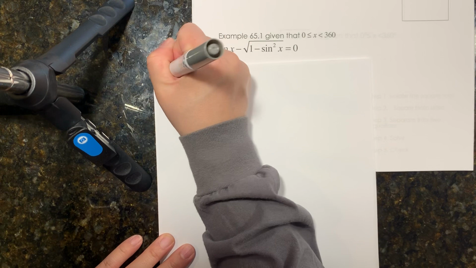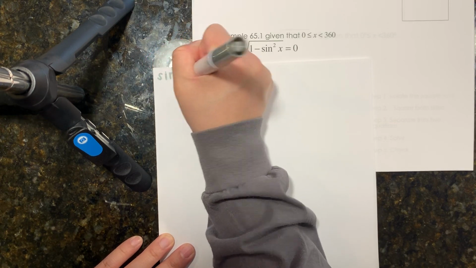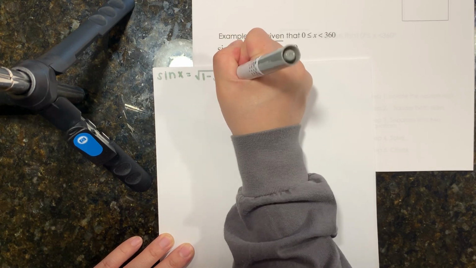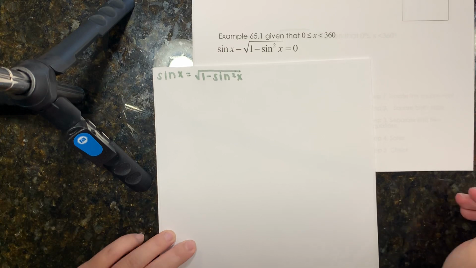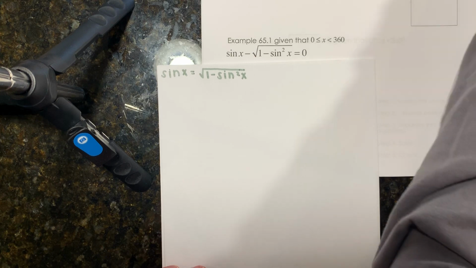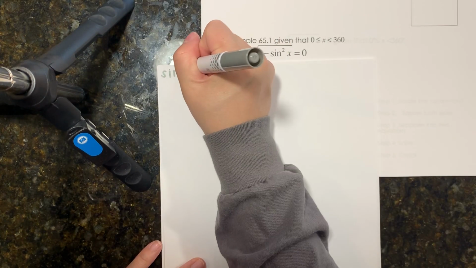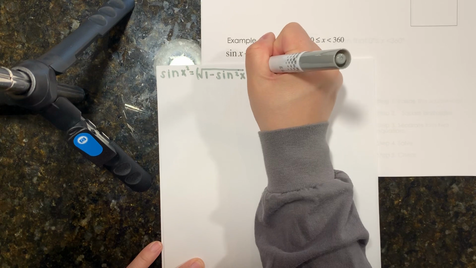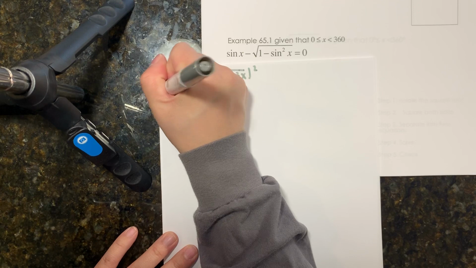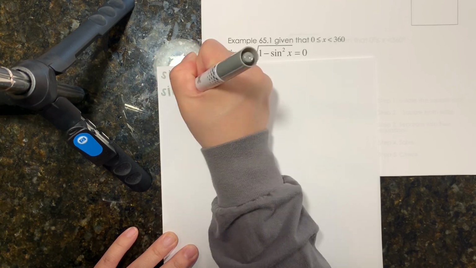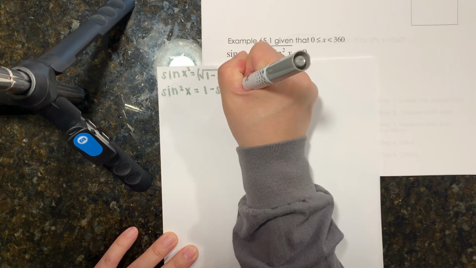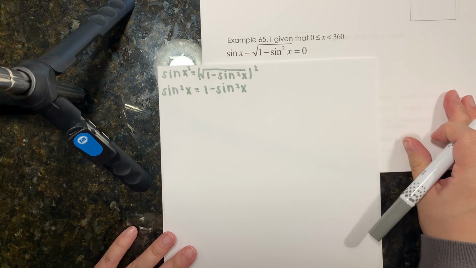This will give me sine x is equal to the square root of 1 minus sine squared x. So I've isolated my square root. Step 2 is to square both sides. So I am going to square both sides of the equation. Now squaring the right side gets rid of the square root. Squaring the left-hand side gives me sine squared x equals 1 minus sine squared x.